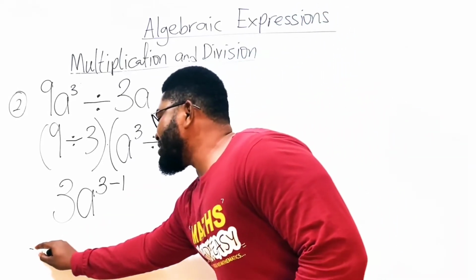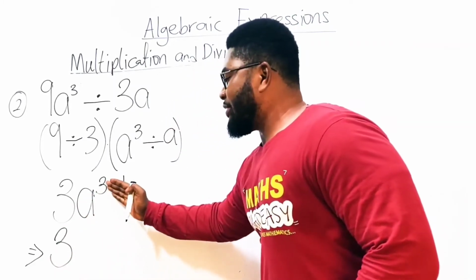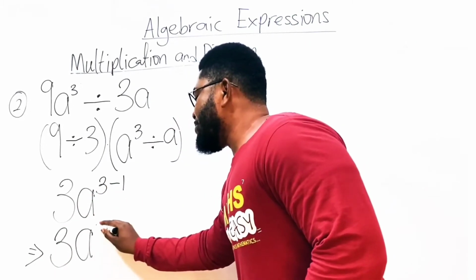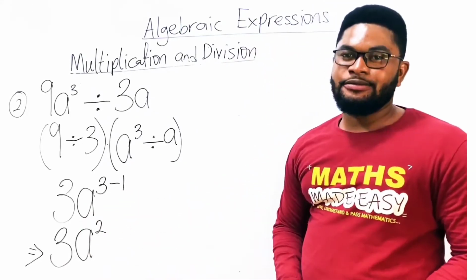Finally, my answer will become 3. A power 3 minus 1 becomes a power 2. So the final answer here becomes 3a squared.